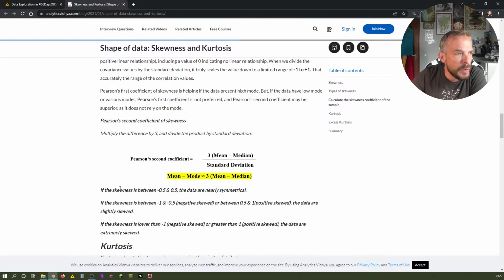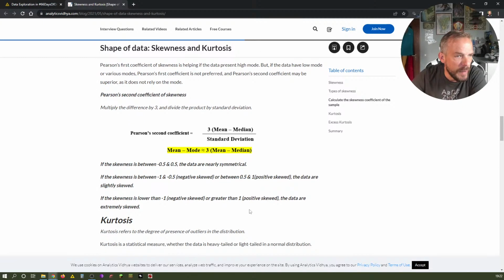Then if the skewness is between minus 0.5 and positive 0.5, the data is nearly symmetrical. If the skewness is between minus 1 and minus 0.5, then it's negatively skewed, or between 0.5 and positive 1, it is positively skewed, and the data are slightly skewed. If the skewness is lower than minus 1 or greater than 1, the data is extremely skewed.